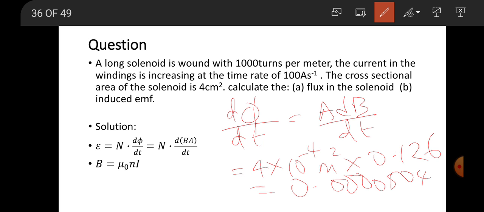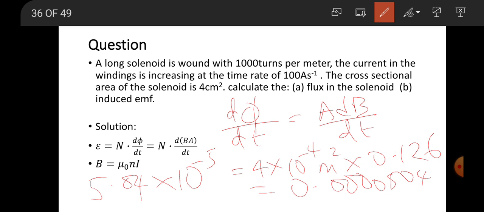Okay, now this is quite beautiful. Okay, so in 1 second, the way we can leave our answer here, since we're asked to find flux, we can say in 1 second the flux is 0.0000504, or we can say 5.04 times 10 to the power minus 5.